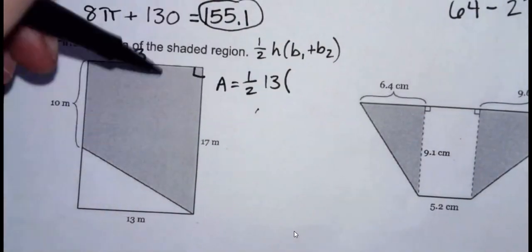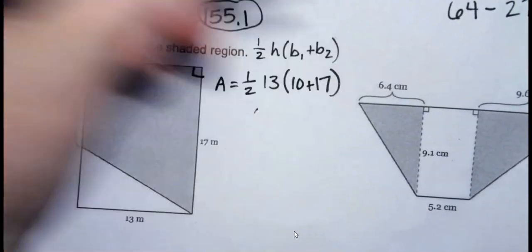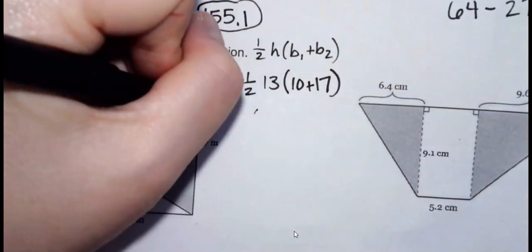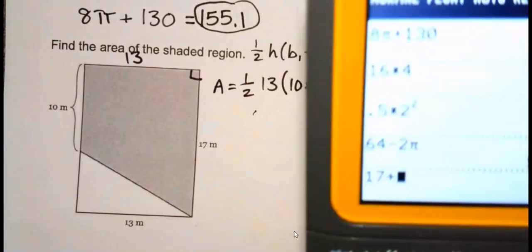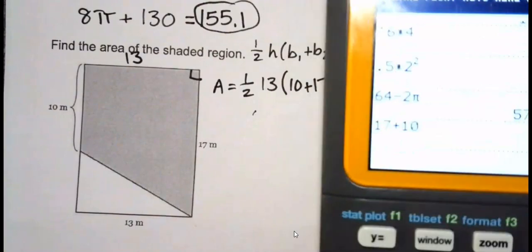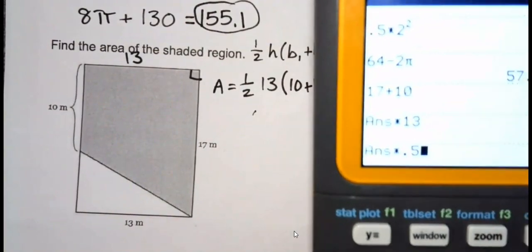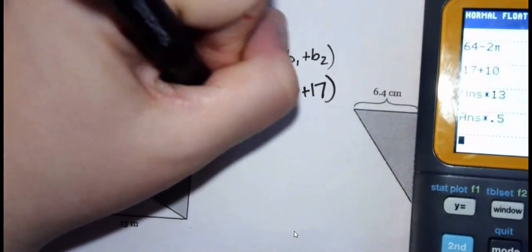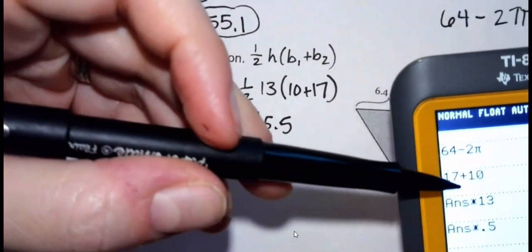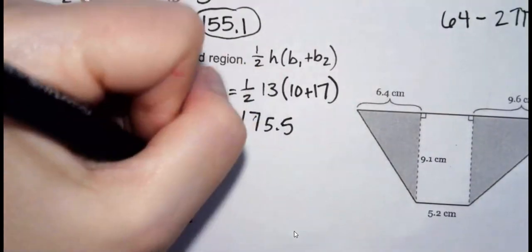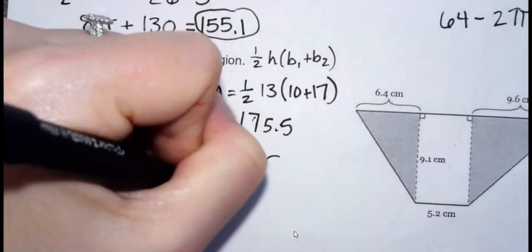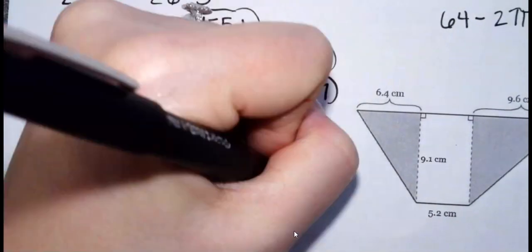So 13 is the height. 10 plus 17 is that. And I can figure out, okay, 17 plus 10 is 27 times 13 times 0.5. And I get the area equals 175.5. 17 plus 10 times 13. The other thing that I could do, if I hate the trapezoid formula, and I'm like, I don't want to do that, you don't necessarily have to. You could do rectangle minus triangle.